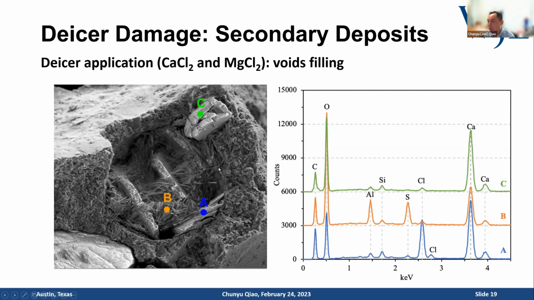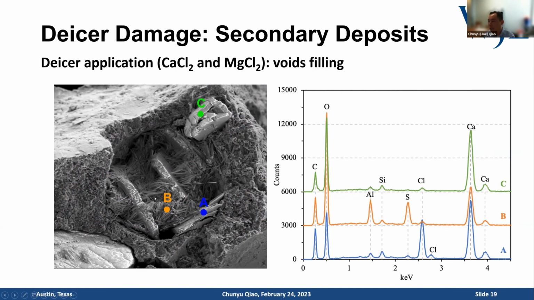You can see in the middle, that's an air bubble, or I want to say that's an air void. You can see this air void is filled up with different shapes of secondary deposits. We can identify 3 different kinds, A, B, C, as indicated in the image. After we get the elemental composition data on the right, we can see crystal A is high in oxygen, chloride, and calcium, which is a very typical elemental composition for calcium oxychloride, as we mentioned. And B, the needle shape, is chemically rich in alumina, sulfur, and calcium, that's typical for ettringite.